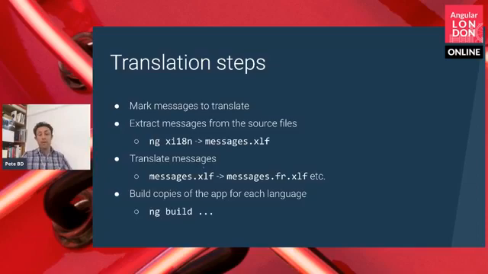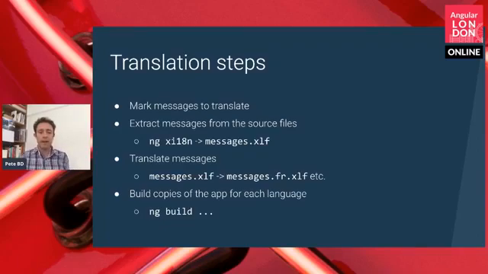So how do we normally do a translation of an application? You do what I just did on the previous slides, which is to mark all of the messages in your templates with these i18n attributes. That tells Angular which messages need to be translated. We then run a tool like ngx-i18n, which will parse through those source files, pull out those messages, and write them into a translation file, like an xlif file.